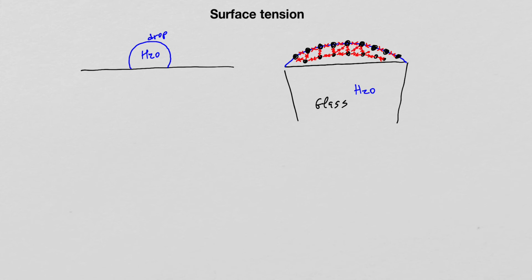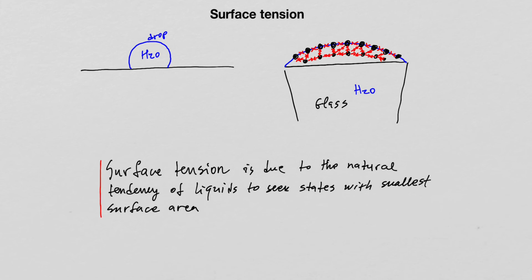And then that produces a very stable arrangement which, left on its own, is not going to change. And so this is, again, the result, or what we know as surface tension. One more time, this is a property specific to liquids. To summarize, surface tension is due to the natural tendency of liquids to seek states with smallest surface area.